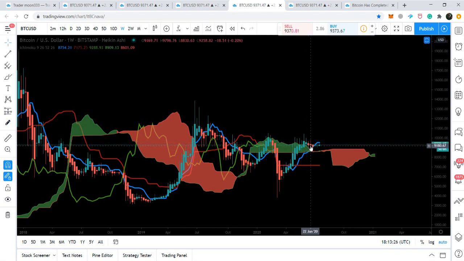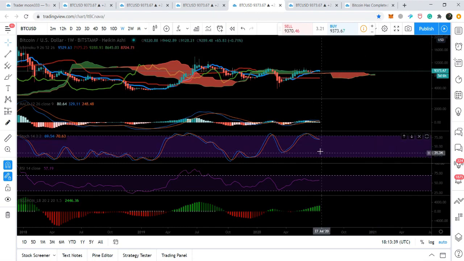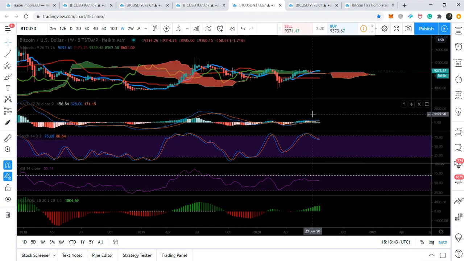And it was moving sideways, and now it is likely to gear up, because at this time we can see that the cloud has turned bullish again, so it is giving a bullish signal. Now I'm waiting for the bull cross by the stochastic indicator and for the MACD to turn strong bullish again.